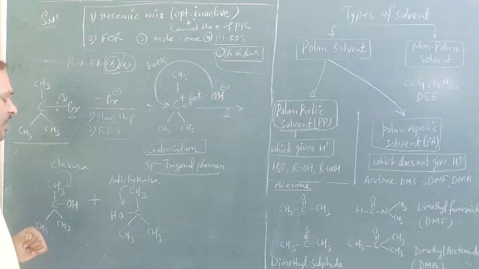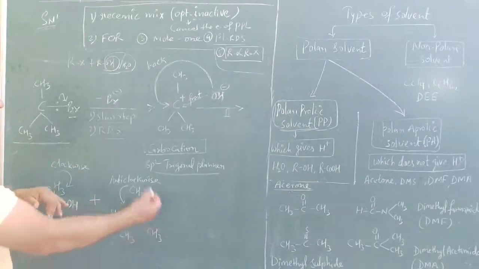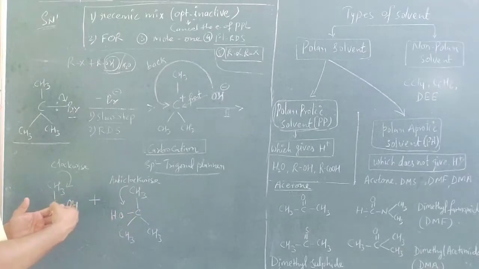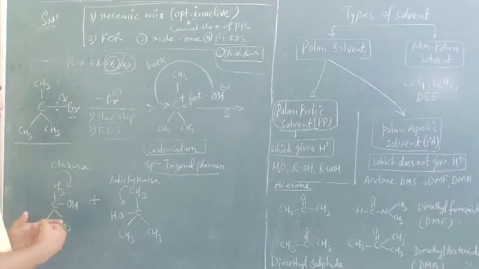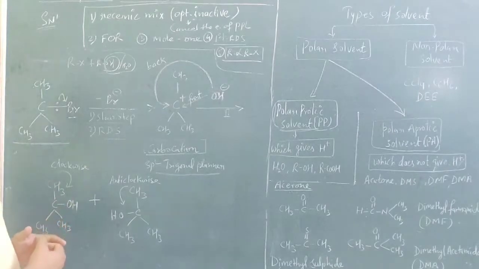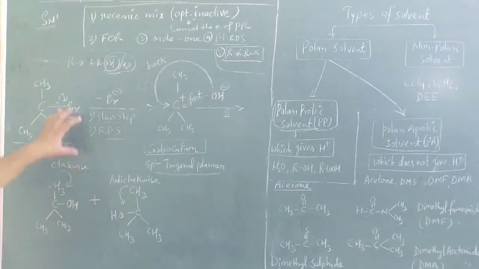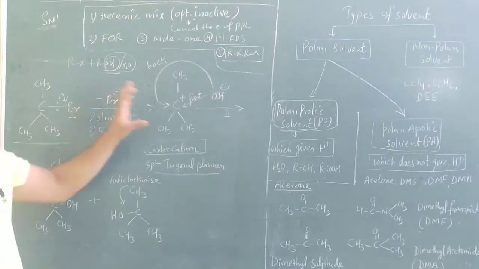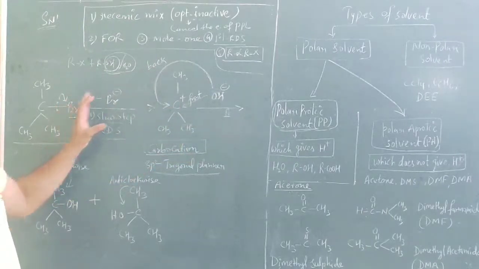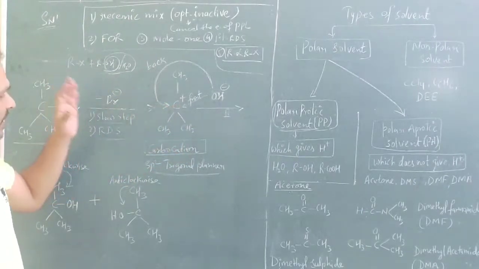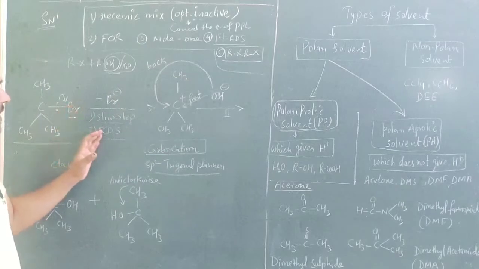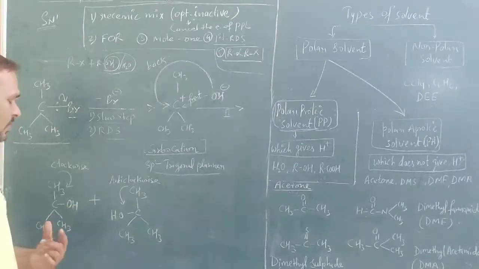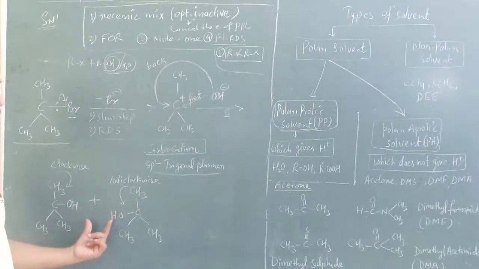Why is it optically inactive? Because see, clockwise and anti-clockwise, both cancel their effect on plane polarized light. So such a type of mixture is called racemic mixture. Now come to the conclusion of this reaction. So what has happened? This is a two-step reaction. The first step is slow and the second step is fast. In the first step, carbocation is formed in a very slow manner, and that is why it is the rate determining step. And we will get the racemic mixture of tertiary butyl alcohol.